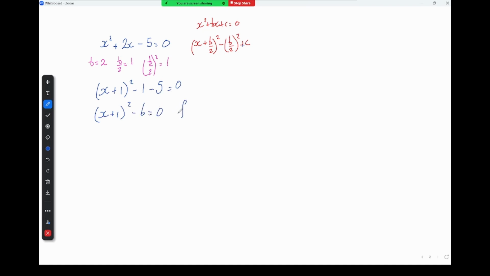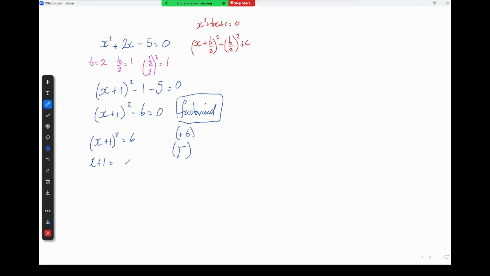And that means that we are now factorised, but we want to solve. So to solve it, all I'm going to do is rearrange this equation. The first thing I'm going to do is add 6 to both sides, to get x plus 1 squared equals 6. Now I'm going to square root both sides. The square root of that bracket is just what it is, x plus 1.